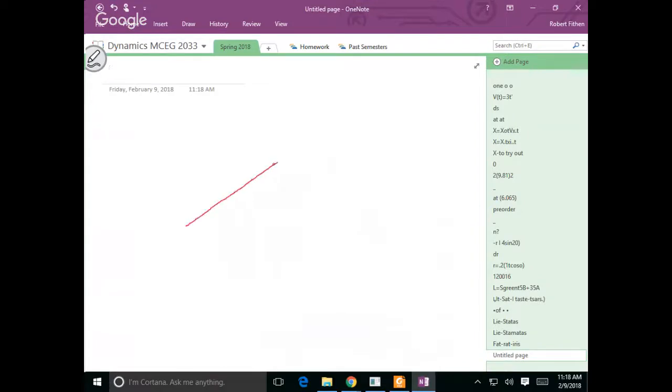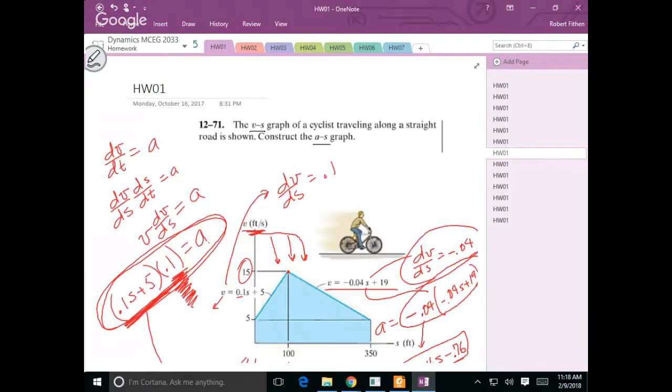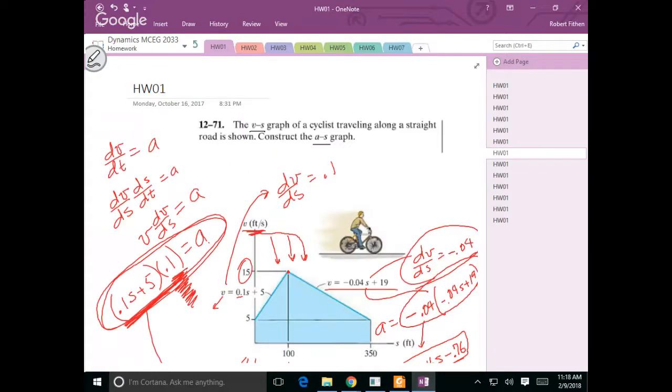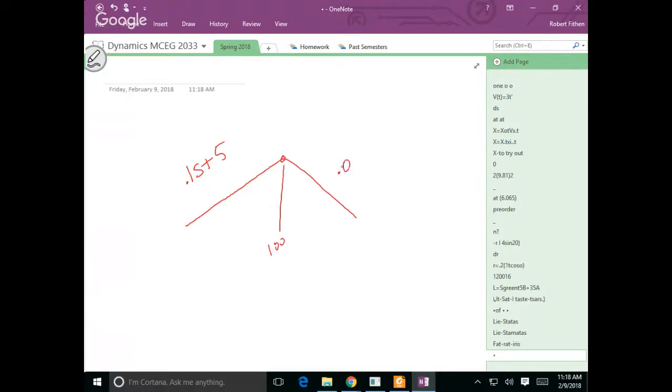So I have the thing coming up. This equation was 0.1s plus 5. Okay. 0.1s plus 5 came up to 100. Then it started going down. What was it? 0.04s plus 19. But it was minus, right?